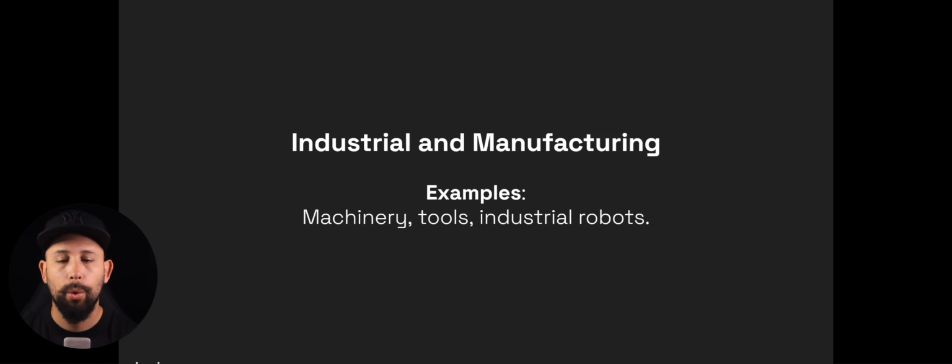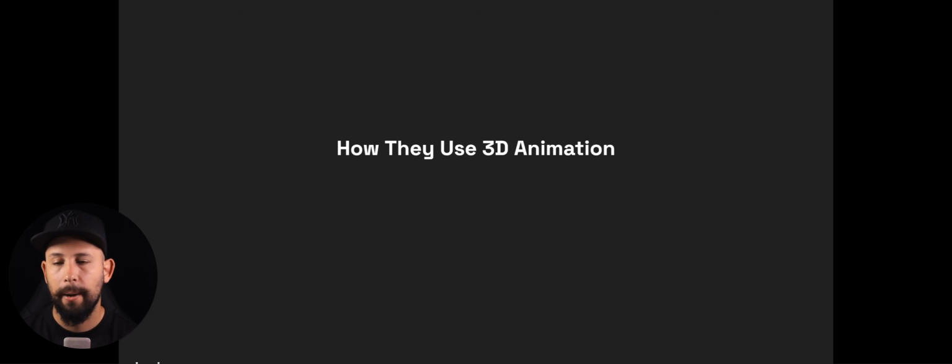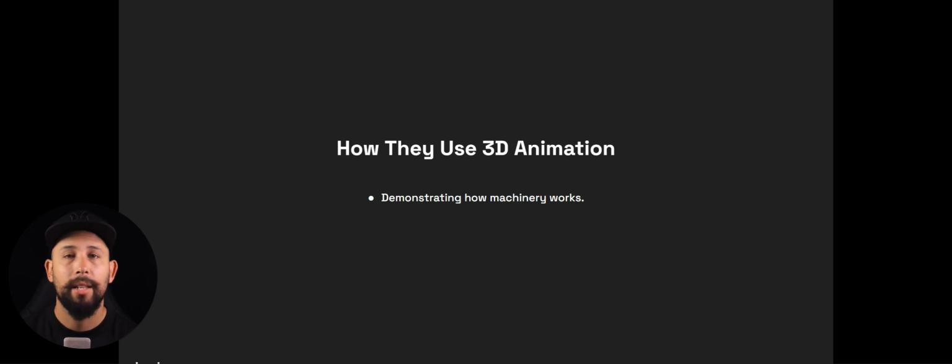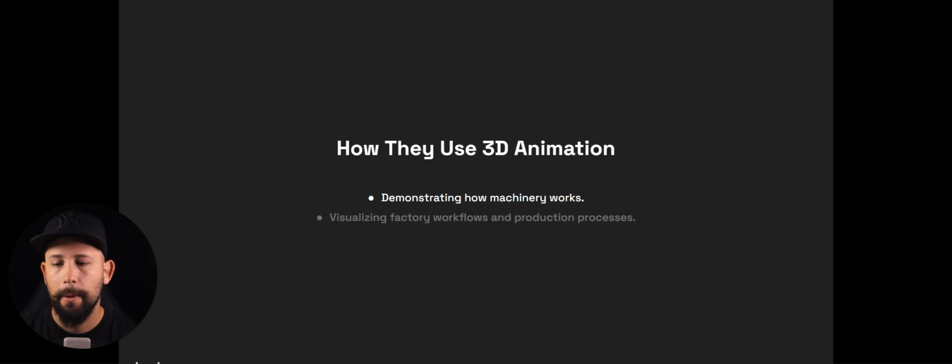So machinery, tools, industrial robots. Yeah. So how they use 3D animation, demonstrating how machinery works. Some machinery is pretty complex, and with 3D you facilitate the work of explaining super complex things in just a couple seconds. Visualizing factory workflows and production processes, the how they work, like what they do. That's super hard to do with video or with all the material elements. 3D is amazing for this.